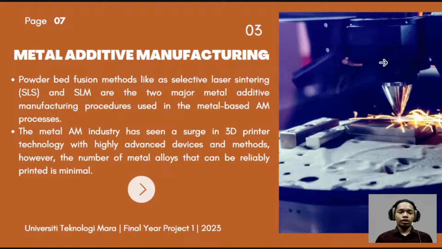The next literature review is metal additive manufacturing. Lattice structure can be found in metal additive manufacturing, which is using the powder bed fusion method. The most common powder bed fusion methods are SLS and SLM. The metal additive manufacturing industry has surged in the 3D printing technologies with highly advanced devices and methods. However, the metal alloy that can be reliably printed is minimal.